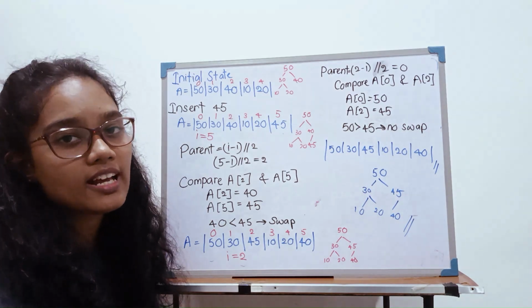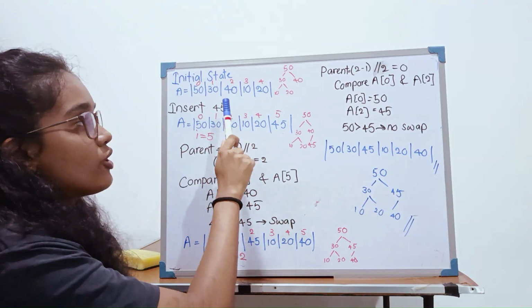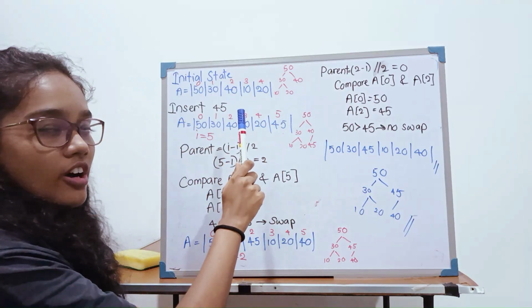Now let's follow up with an example. So this is the initial state of our heap array, and this is the tree view. There are 5 elements.